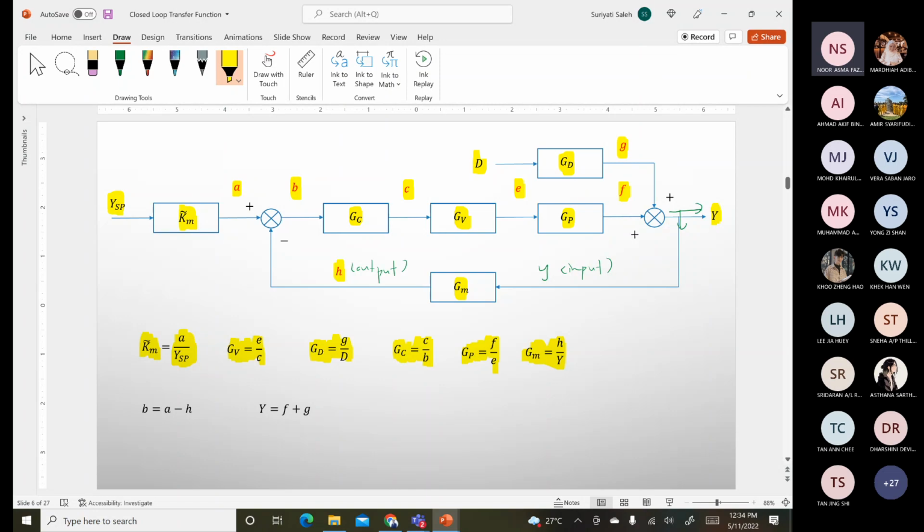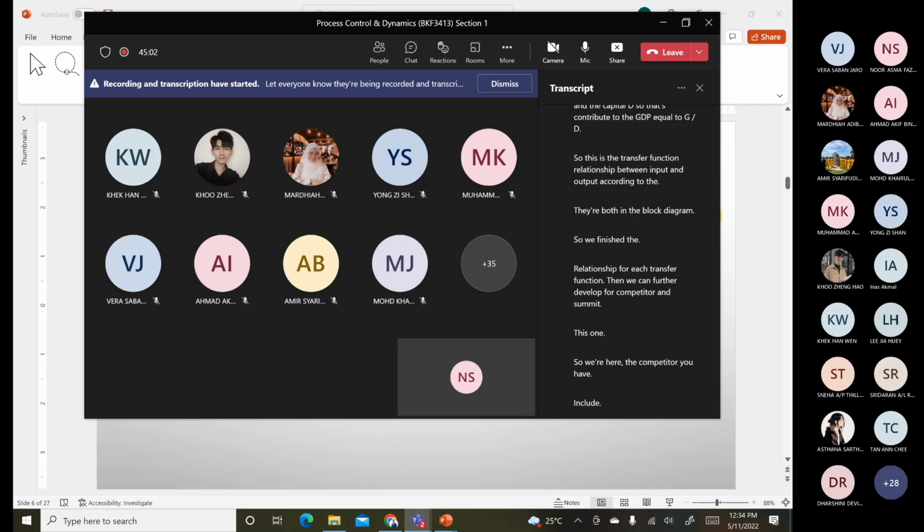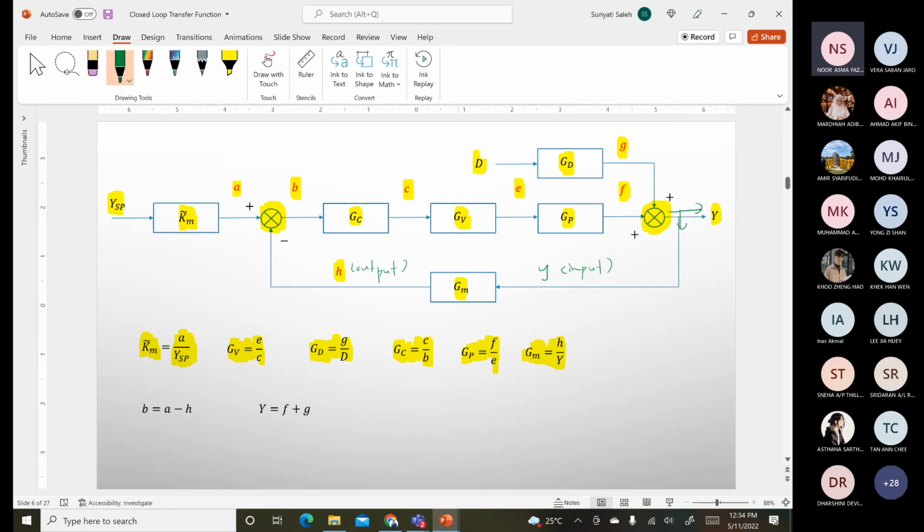So we finish the relationship for each transfer function, then we can further develop the comparator and the summer. Here, for the comparator, we include A as the plus and H as the minus. So the outcome will be B. This means B equals A minus H.